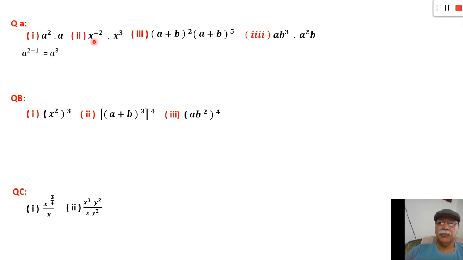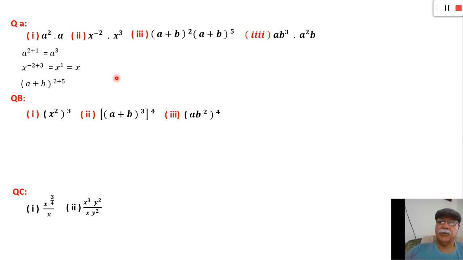Question 2, we also add the indices. X minus 3 plus 3 minus 2 plus 3 minus... we take the sign of the higher value. It becomes minus 1. Sorry, 1. X power 1. X power 1 is not written in the math language like this; you write just x without the 1. In your brain you know this is 1.